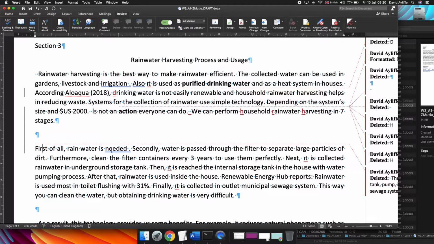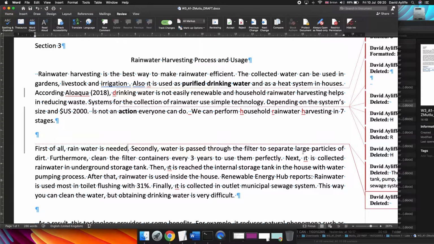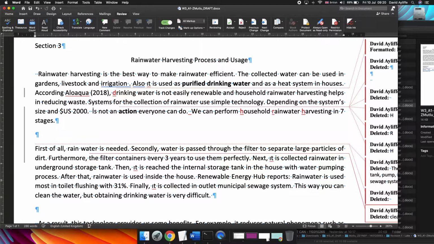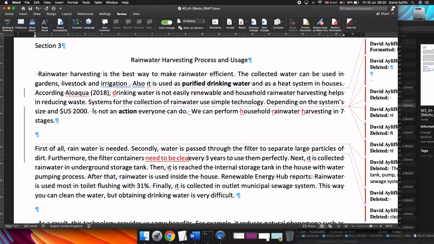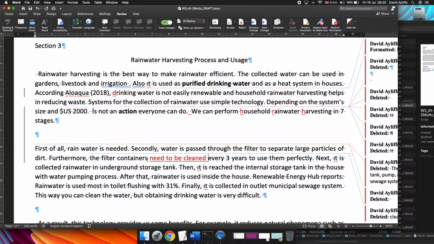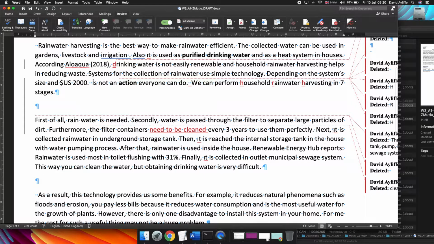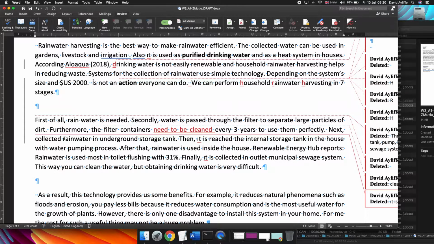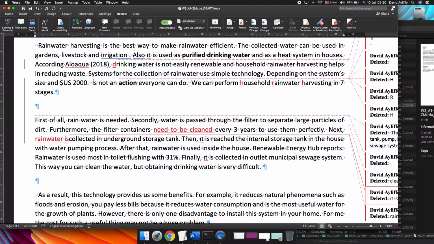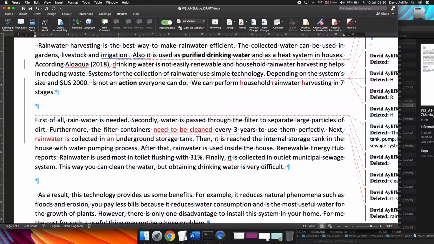First of all, rainwater is needed. Secondly, water is passed through the filter. Furthermore, clean the filter containers every 3 years. Furthermore, the filter containers need to be cleaned every 3 years to use them perfectly. Next, rainwater is collected in underground storage, in an underground storage tank.